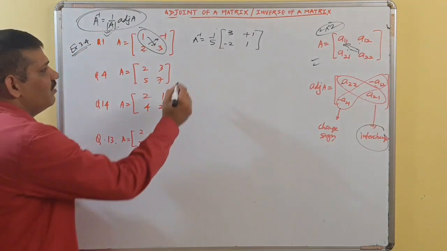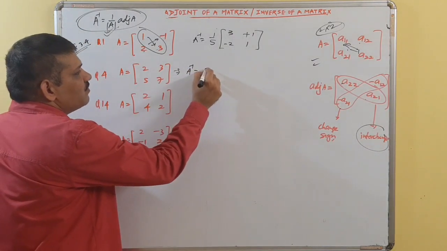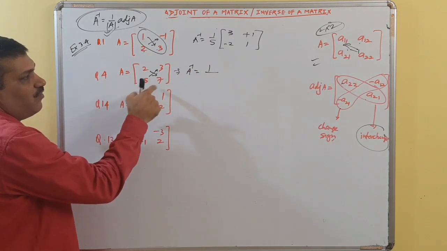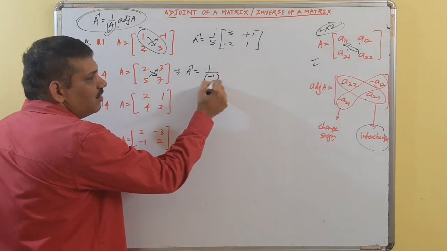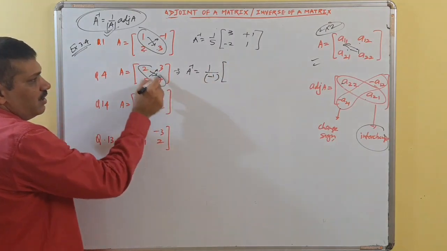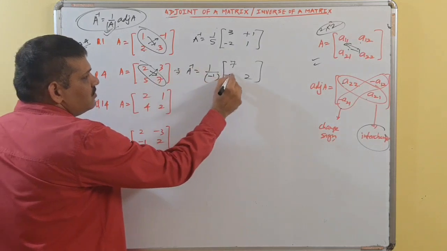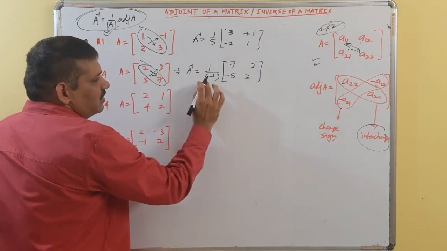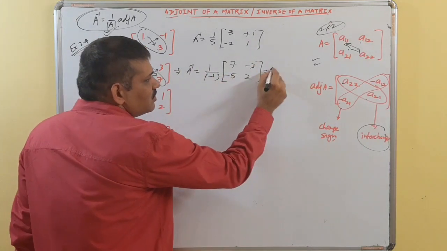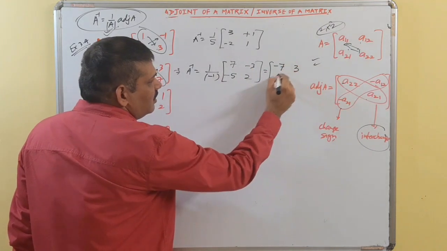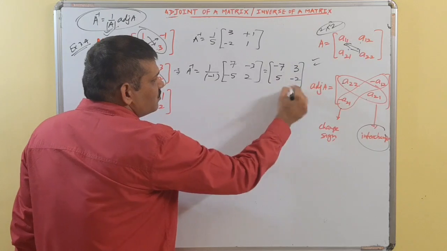Your teacher does it like this. Simply, A inverse is 1 upon determinant A. The determinant is 7 into 2, 14, minus 5 into 3, 15. 14 minus 15 is minus 1, times the matrix. What will you do? Interchange these, so this is 7 and 2, and change the sign of these two, minus 5 and minus 3. Now we have to divide it by minus 1, so all the signs will be changed: minus 7, 3, plus 5, minus 2 is the inverse of this matrix.